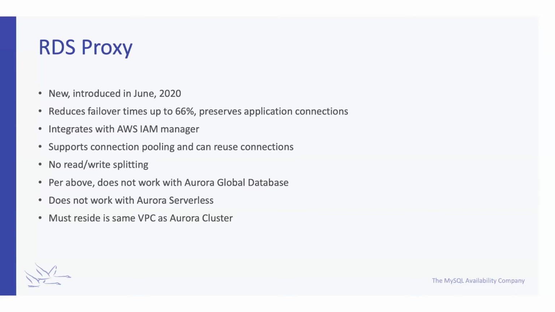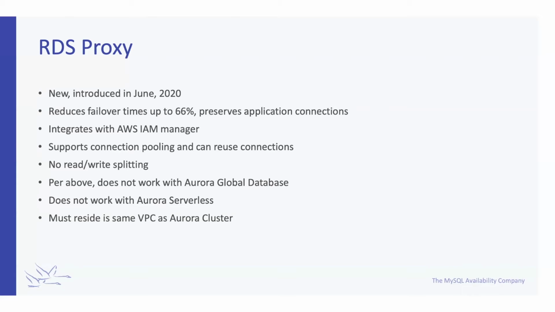So with that in mind, with Aurora Global Database, where we have replicas deployed in multiple regions, we're not going to be able to direct reads to those other regions or back to the primary region for a write. It doesn't support Aurora serverless at all. So if you're looking to kind of cut costs, you're not going to be able to use the RDS proxy.